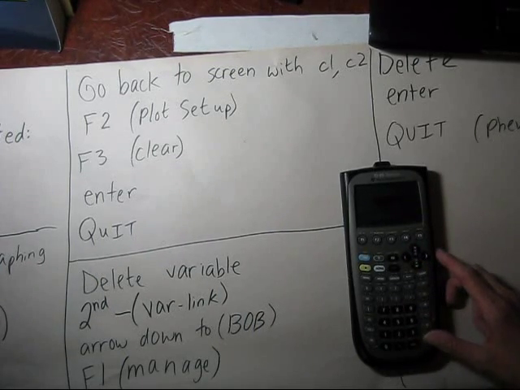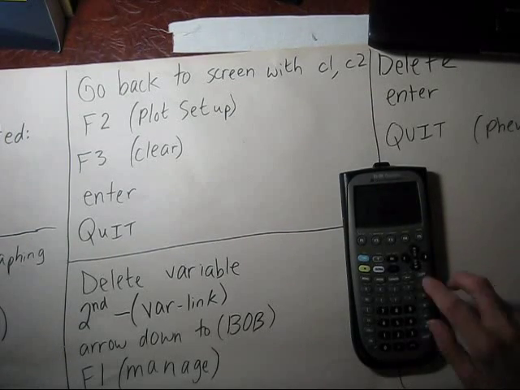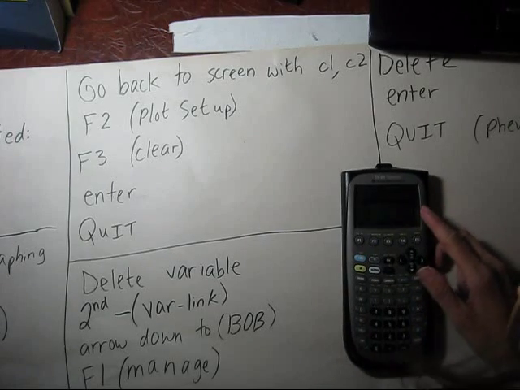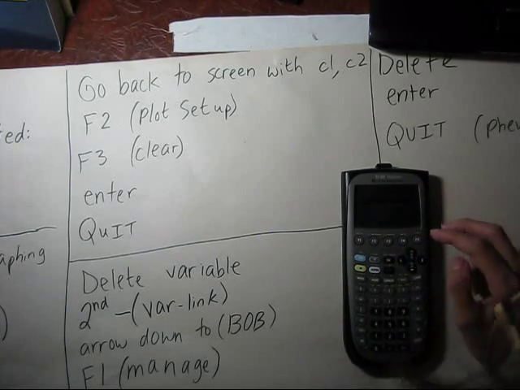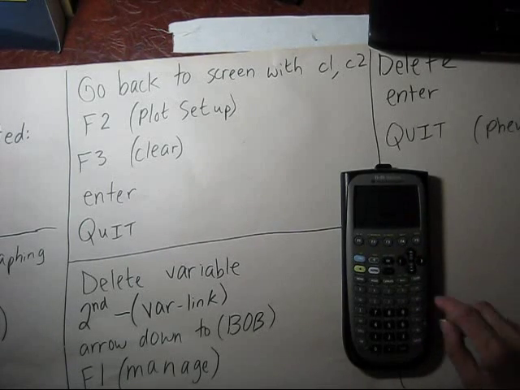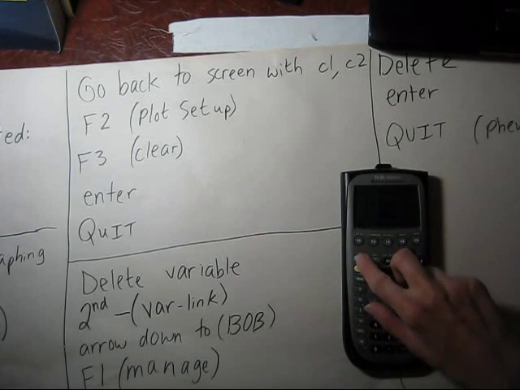We want current, which is 1. And there it is. Okay, hit F2, which is plot setup. And plot 1 is highlighted. Let's hit F3, which is clear, and it's gone. And enter. And then we're back at the C1, C2 screen. Let's quit out of there.